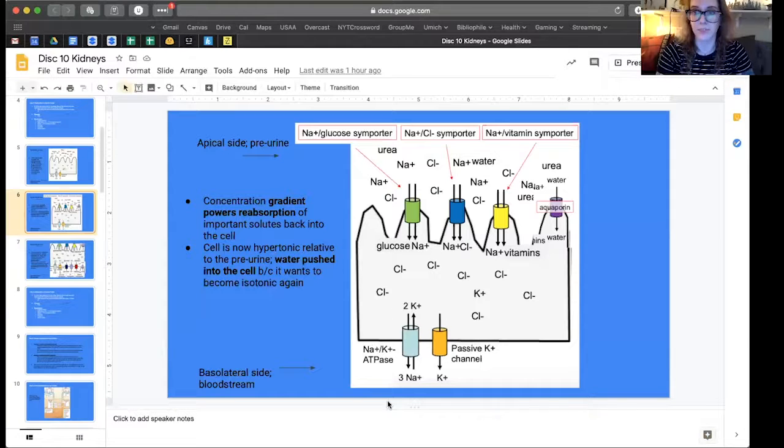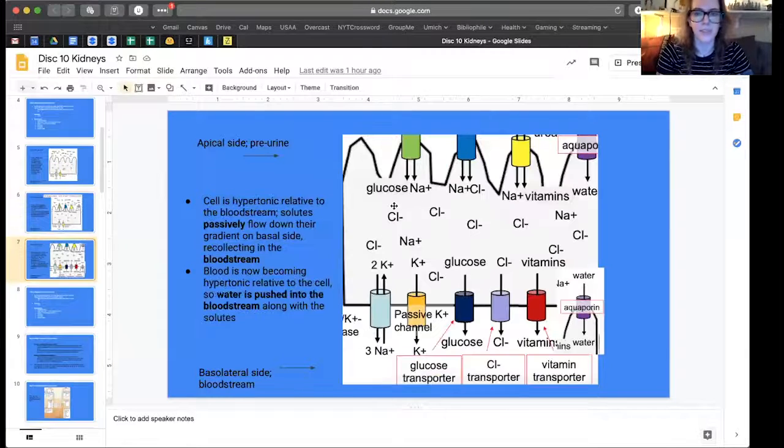Because if we didn't have this pump, then we wouldn't have that movement. So we wouldn't have this relative hypertonicity here. So the water wouldn't move. Even though it's one step removed, it is still ultimately being affected by this pump. And then with the next step, we have solutes again moving out into the bloodstream, and the water again being led by those solutes.